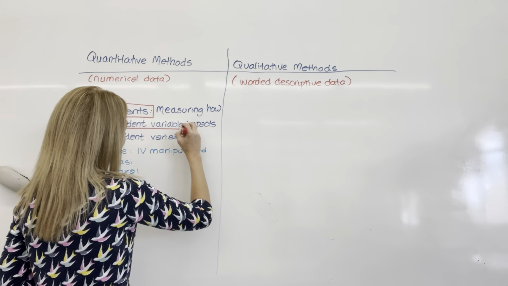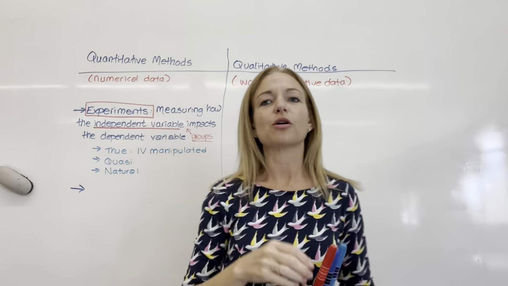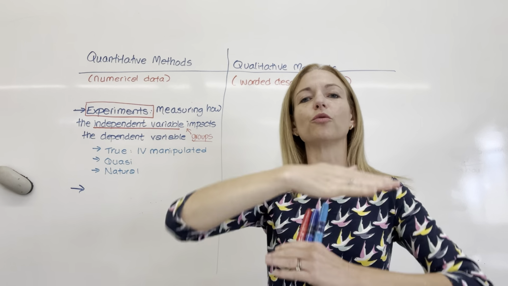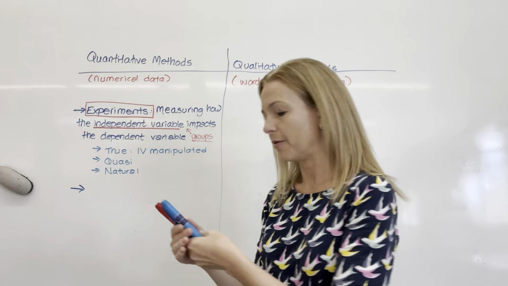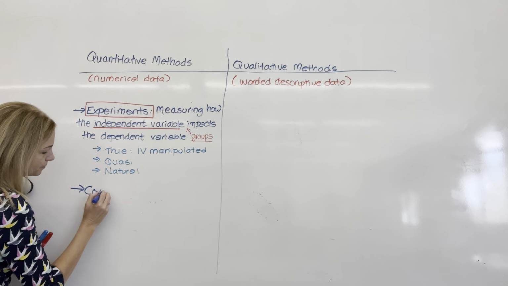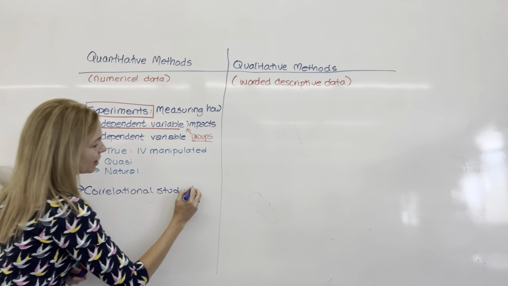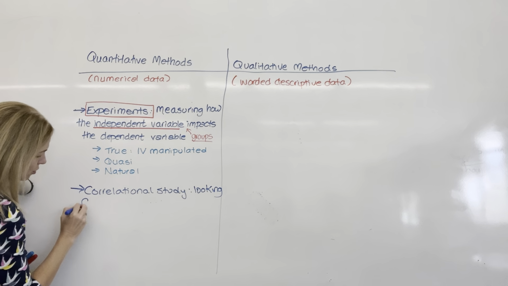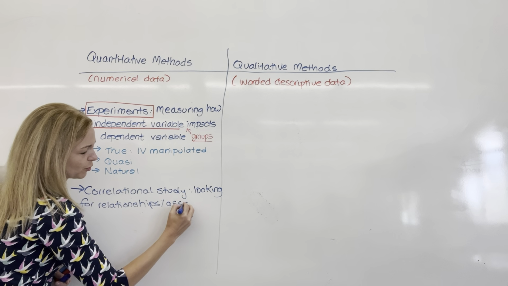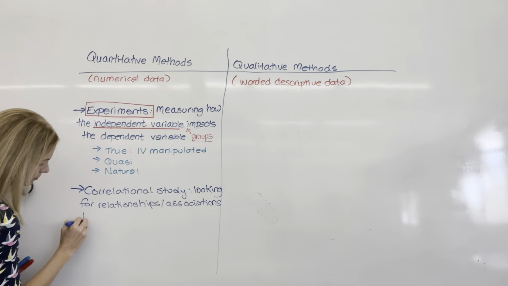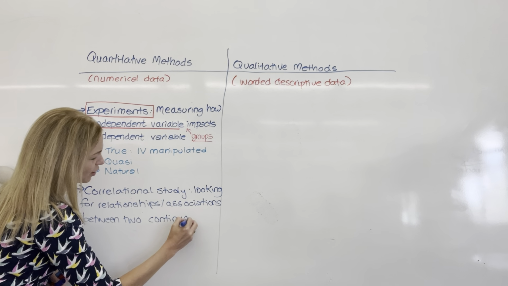So I might add one more thing here. Generally speaking, the IV here is some sort of groups or conditions. So it's some sort of discrete variable. If we're looking at correlational, we're looking at two variables that are both any number of things, and whether or not there's a connection between them. So if we're doing a correlational study, we tend to be looking for relationships or associations between two variables. And generally, we're looking at two continuous variables.